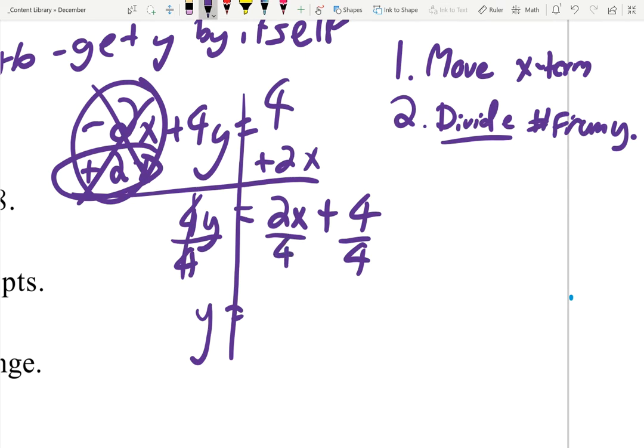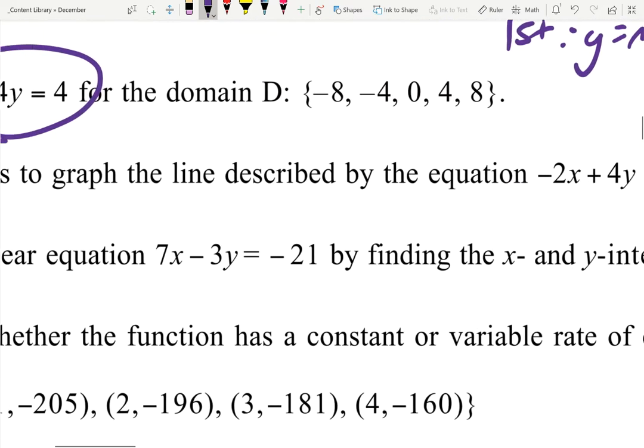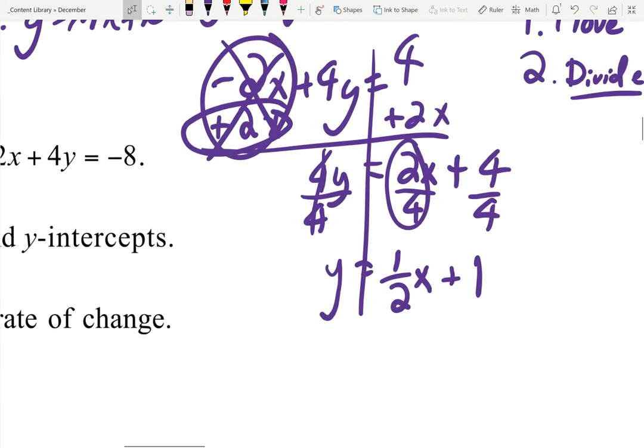Okay, so our answer results in 2 over 4x plus 4 over 4. Now, when we simplify this, 2 over 4 can be reduced to just 1/2. X is still there, and then 4 divided by 4 becomes 1. So here's our equation. 1/2 x plus 1. Just want to make sure. Yes, okay.